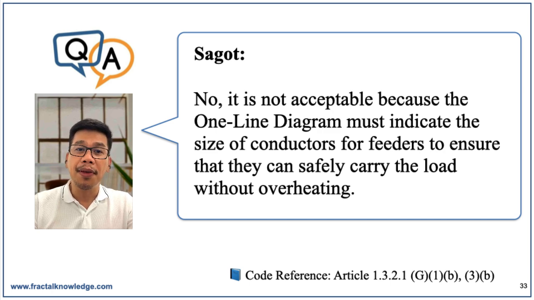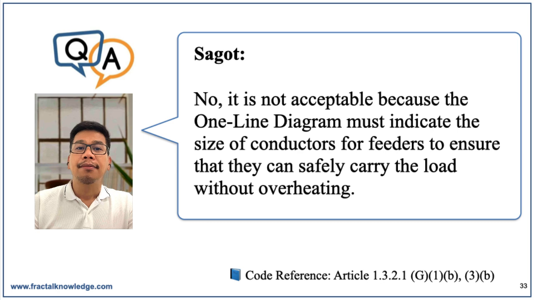For example, if a feeder carries 100 ampere but the conductor size is unknown, the installer might use an undersized wire which can overheat and cause fire during operation. Hindi pwedeng hulaan ang size kasi. Dapat malinaw yan para safe ang system at dapat validated at nakikita na during inspection.